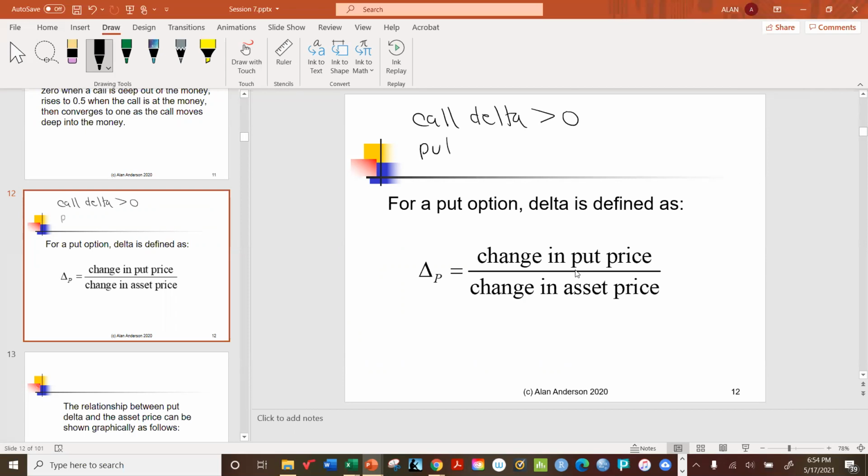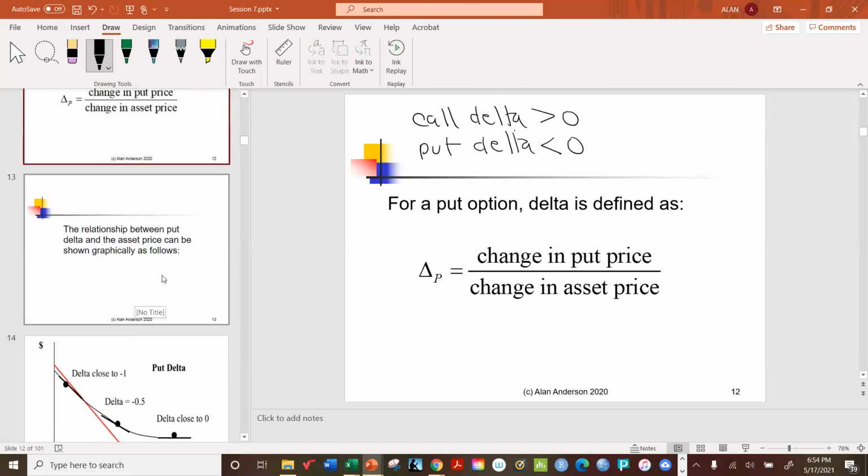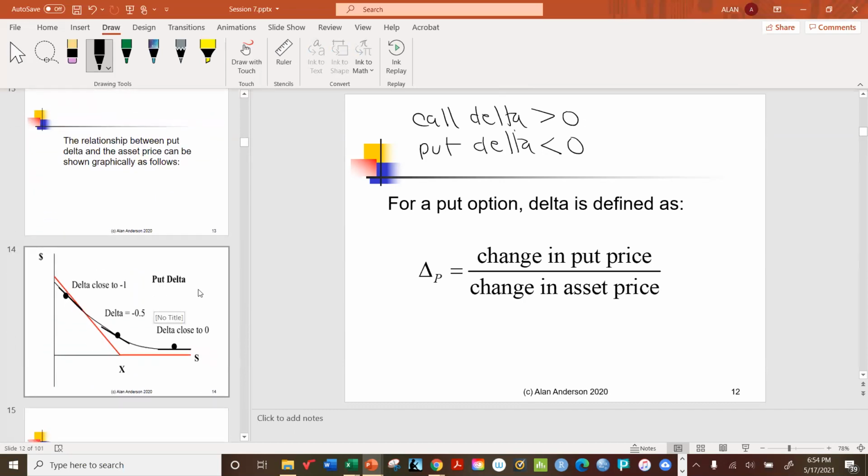And the put delta is negative. And that's because when the stock price goes up, the call price goes up, the put price goes down. But the basic idea is the same. And you can see why. I've got a graph here which shows the European put. Remember now, the European put is the one that could end up with negative time value. But if you look at it carefully, you'll see that the deltas make perfect sense.